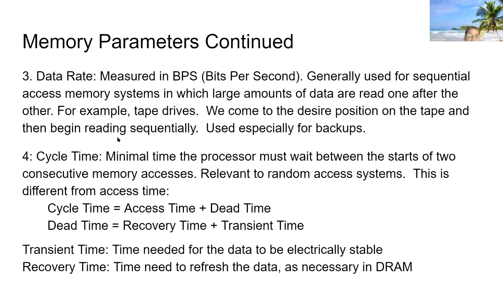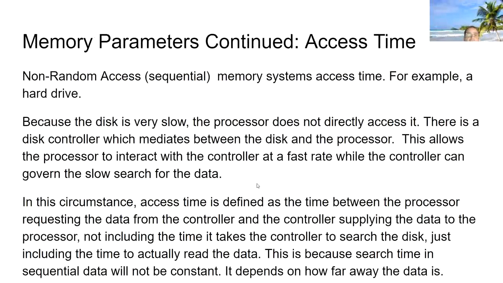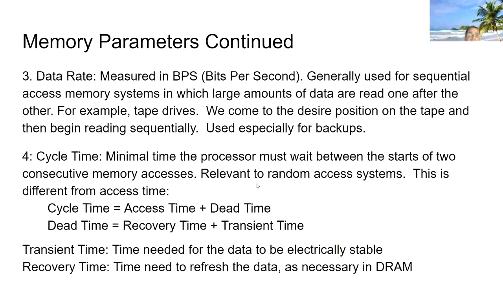In communications, anyway. Cycle time: the minimal time that the processor must wait between the start of two consecutive memory accesses. So this is very interesting. Cycle time is a little bit different from access time. We learned what access time was, which is the time from when I ask for it till I get it here. But cycle time is that same cycle that we talked about when we said our computer runs at 4 gigahertz, which means 4 billion clock cycles a second.